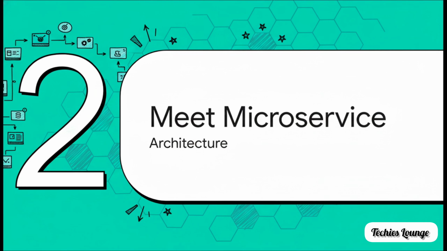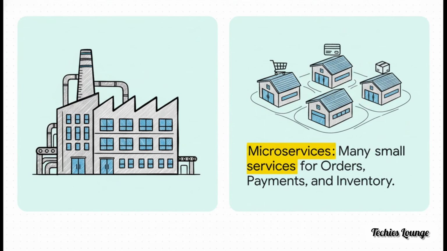Well, this is where our hero enters the story, microservice architecture. And this right here, this is the fundamental mind shift. Instead of one giant e-commerce app, we break it apart into a bunch of small, independent services. Each one has exactly one job. The order service just handles orders. The payment service just handles payments. We've replaced that one giant clunky factory with a modern business park full of small, specialized, expert workshops.